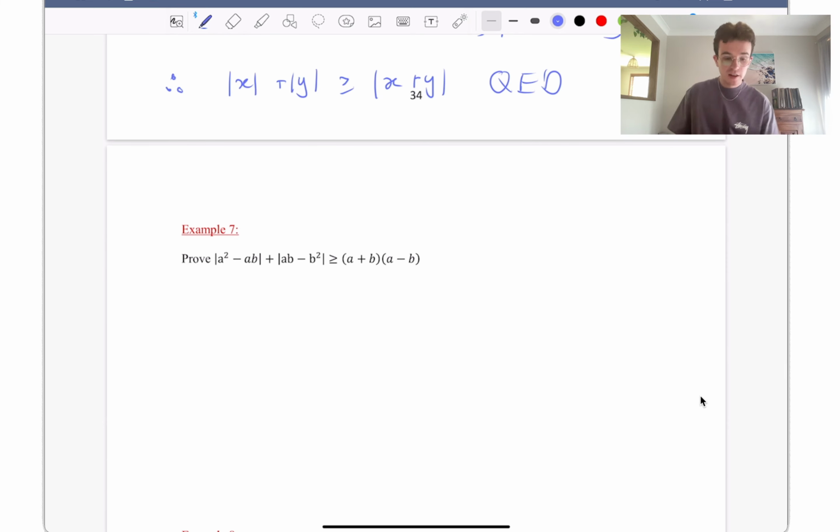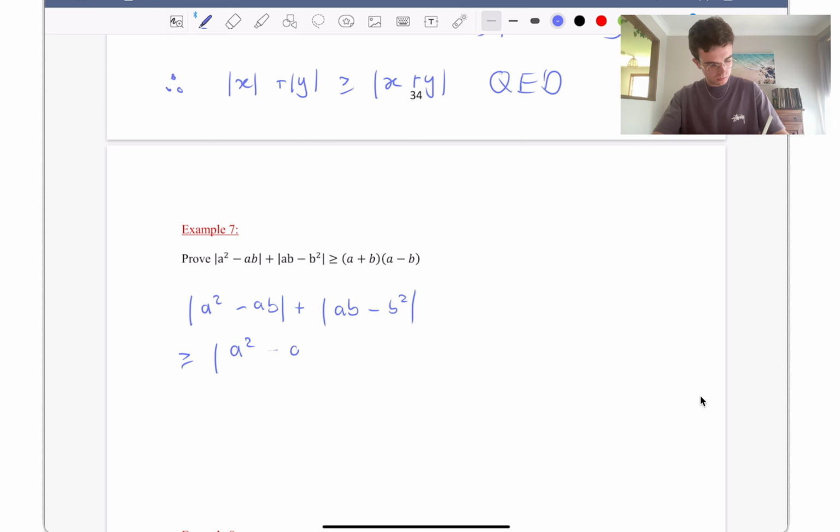Okay, we're proving that the absolute value of a squared minus ab plus the absolute value of ab minus b squared is greater than or equal to the absolute value of a plus b times a minus b. We might consider the left-hand side here: the absolute value of a squared minus ab plus the absolute value of ab minus b squared. Well, that has to be greater than or equal to all of it in one absolute value, and that's by the triangle inequality.